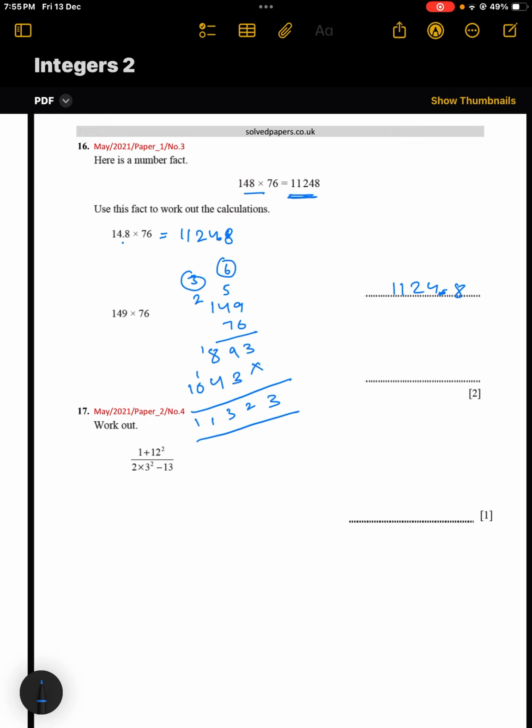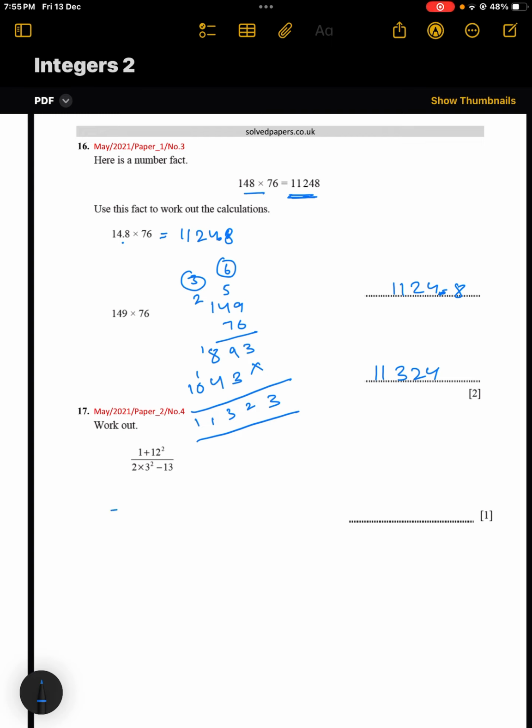Let me confirm my answer using calculator. 149 times 76. Yes, the answer is correct: 11,324.